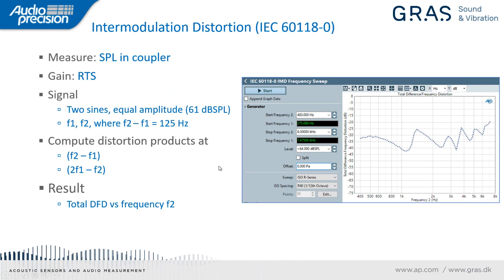Now in the IEC standard, it's called intermodulation distortion, but it's basically the same measurement. You have 2 sine levels at a slightly different amplitude, different by 1 dB, essentially. Here you have the same difference frequency. Something that's different in this standard is that F2 is the higher of the 2 frequencies, but really the differences are the same, 125 hertz. And in this one, you only compute 2 of those 3 distortion products, F2 minus F1 and 2F1 minus F2. And then a difference is you plot the total difference frequency distortion versus frequency F2.